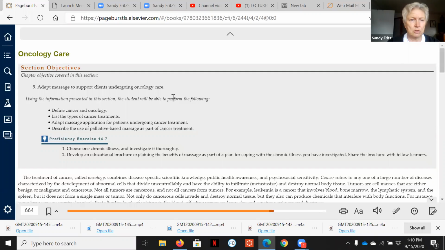oncology care. So as I had mentioned at the end of the previous video, there is a learning curve in this area related to safe and beneficial practice that would probably require some additional education over and above what's in the textbook here in order for you to feel confident with working with this population that can be quite fragile in terms of the treatment, the psychosocial aspect of the diagnosis and how people respond.